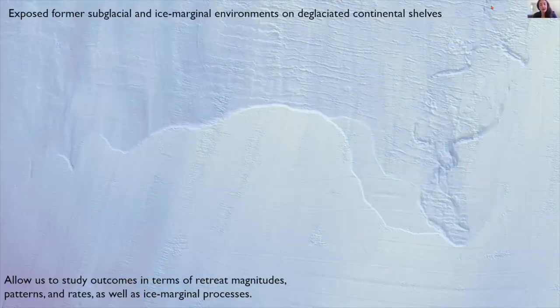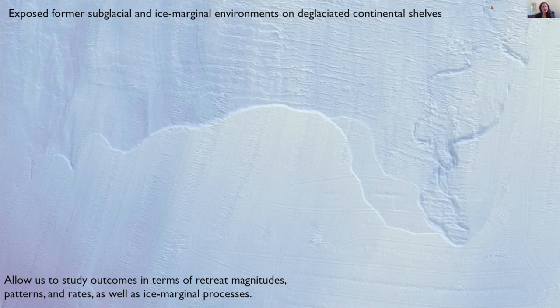Okay, so if we think about these deglaciated continental shelves, we're really looking at former subglacial or ice marginal environments. And here's a nice snapshot, which we'll talk about in the next several minutes, of the seafloor in the Ross Sea. You can tell that there's a lot going on here, and we'll pick this apart. One of the reasons I really like looking at deglaciated continental shelves is because we can learn about marine-based ice sheets and glacial systems: we have these processes happening, and what's the outcome? We can say what the outcome is if we look at the paleo record.